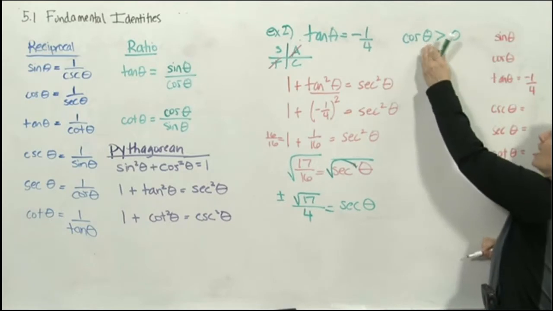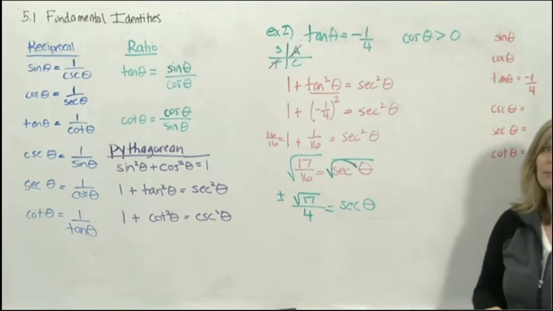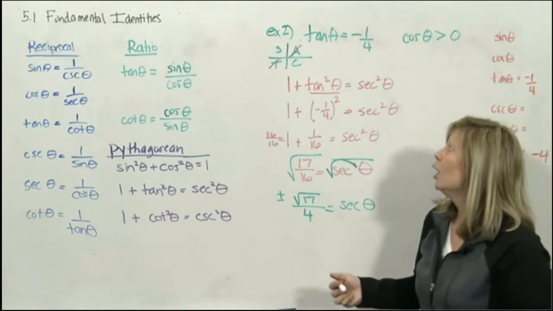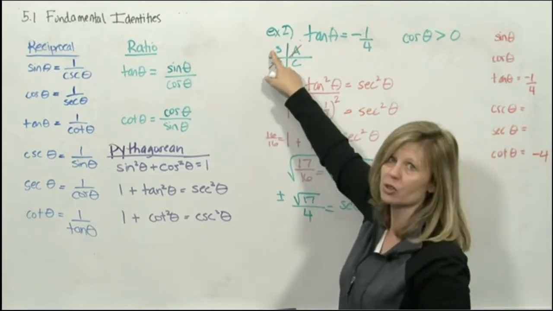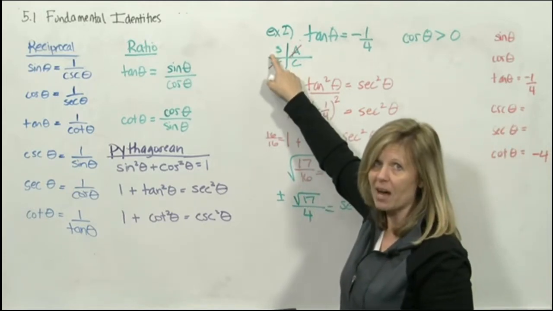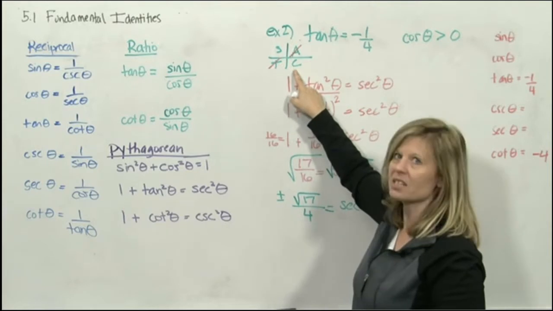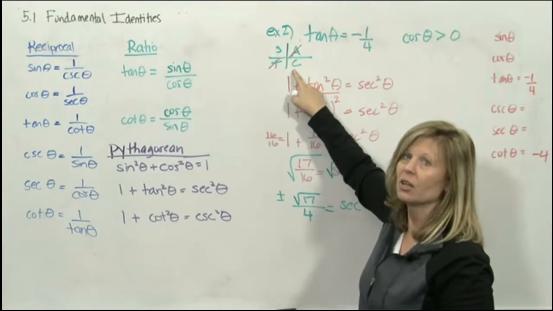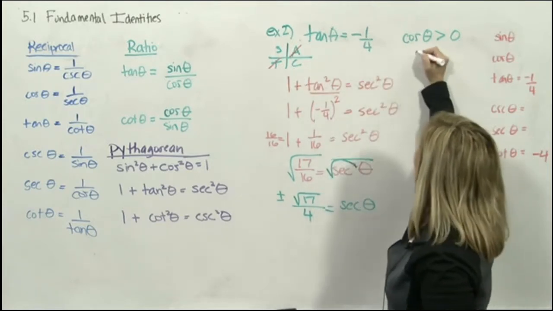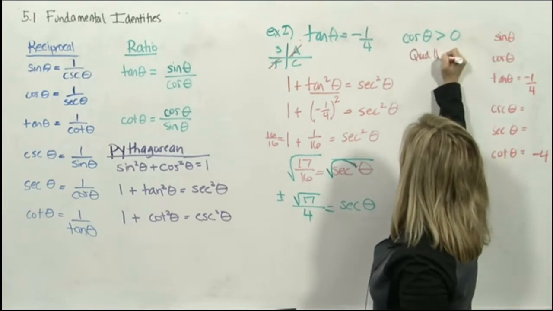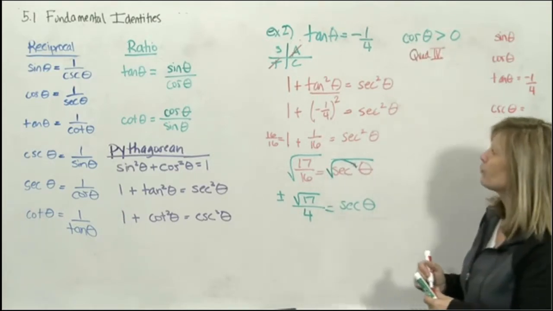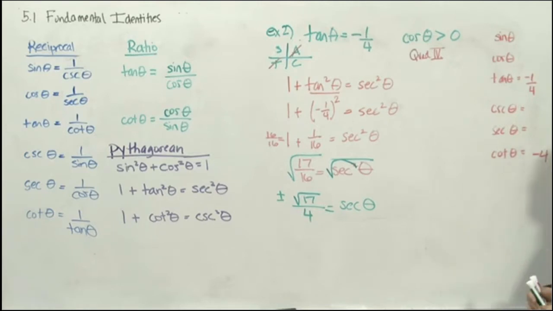But if cosine is greater than 0, cosine must be positive. Well, is cosine positive in quadrant 2? No, sine is positive. Is cosine positive in quadrant 4? Yes. So by knowing both of these, I have now narrowed this down that all this information is from quadrant 4, which makes sense. If you're in quadrant 4, tangent's negative, cotangent's negative.